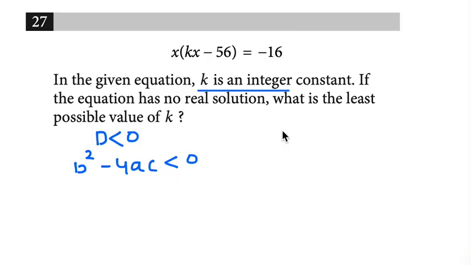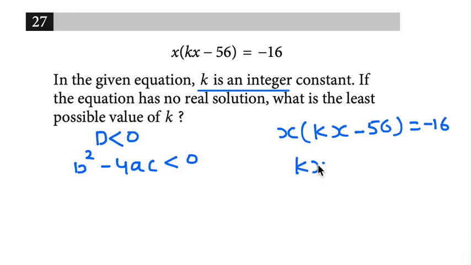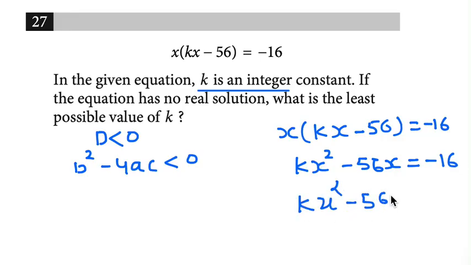So if I solve this equation, x(kx - 56) = -16, this is kx² - 56x = -16. Adding 16 on both sides, kx² - 56x + 16 = 0. So here a is k, b is -56 and c is +16. Let's put the values over here.